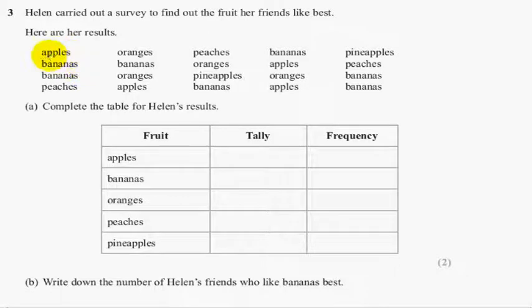So, there's an apple. Another apple. Apple, apple. Next I will do the bananas. So banana, banana. Banana, banana. Banana. Banana, banana.